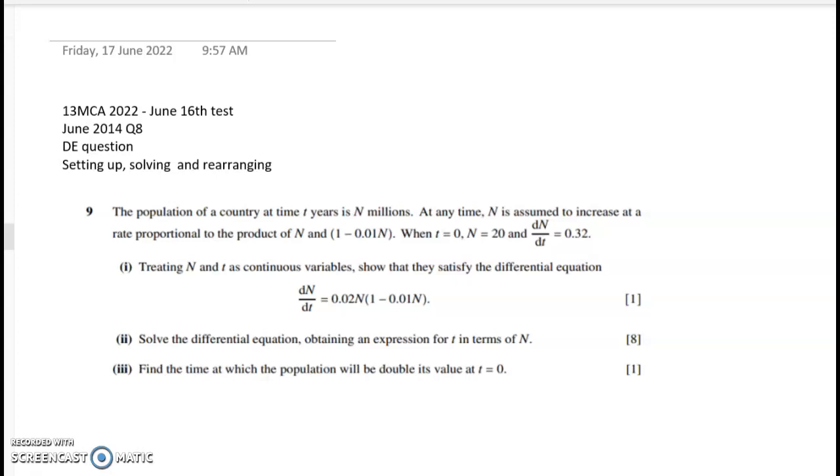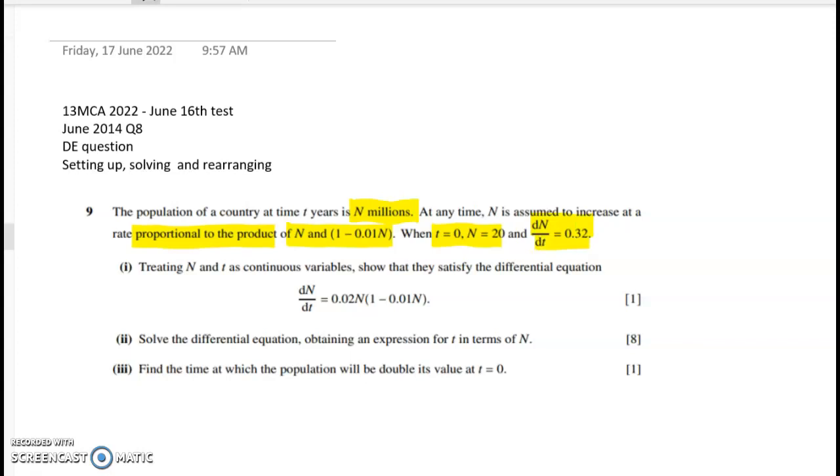Kia ora, Year 12. This is the last question from yesterday's test, and this is a differential equation question where we have to set it up and then solve it and then solve a problem using our particular solution. We're given that the population of a country at time t years is n millions, and n is assumed to increase at a rate proportional to the product of n and 1 minus 0.01 of n. When t is 0, the population is 20 million, and dn by dt is 0.32.